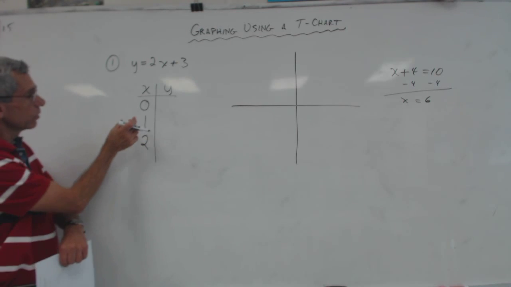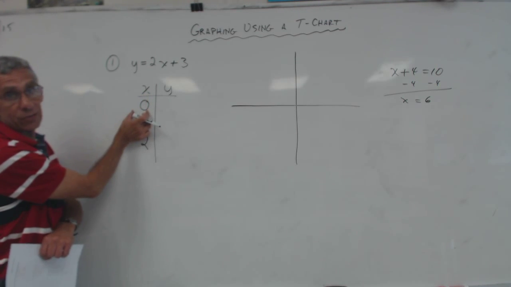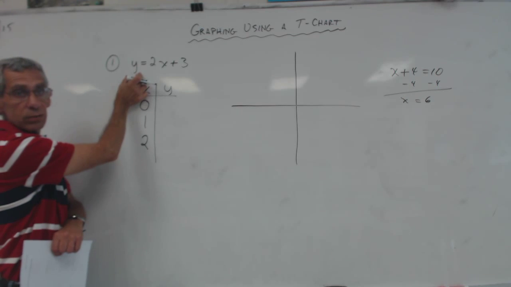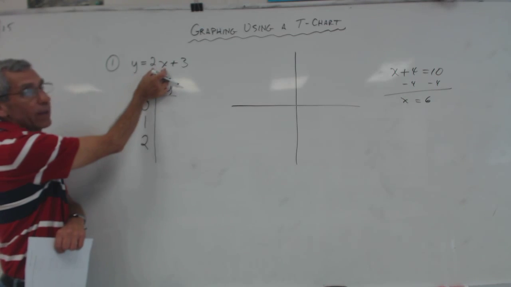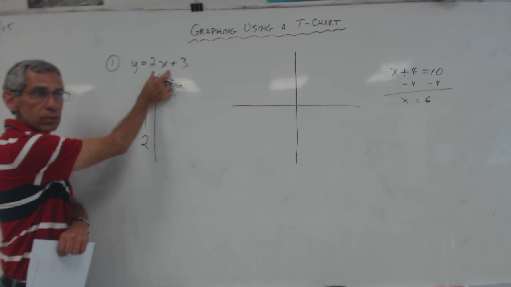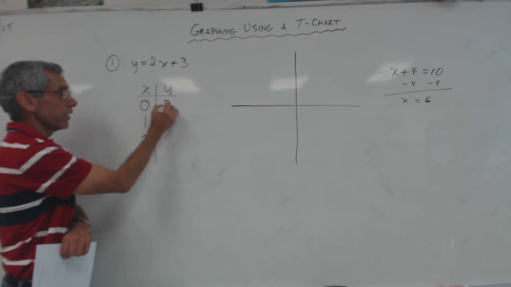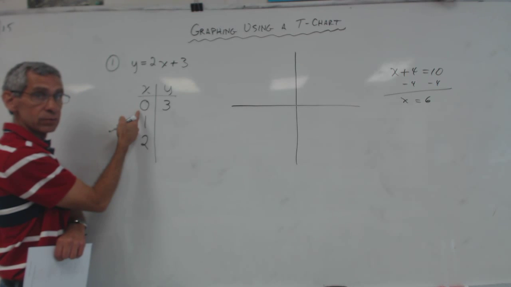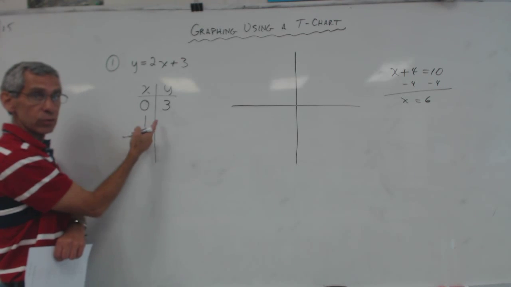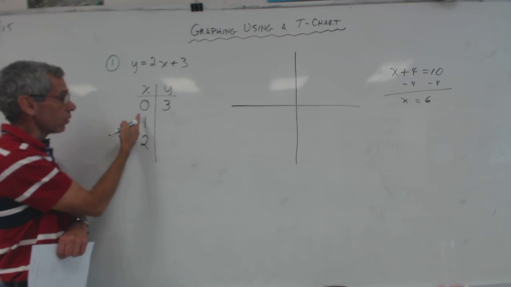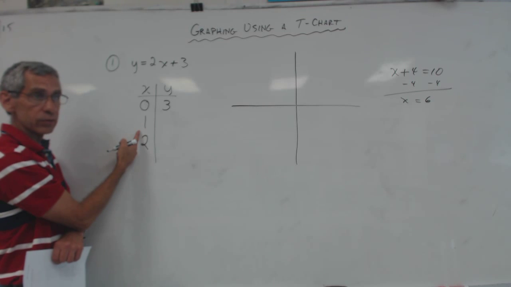And so now all I do is I say, if x is 0, what would y equal? Y equals 2 times 0. What's 2 times 0? 0. 0 plus 3 is 3. So I would just put y is 3 when x is 0. It's not 3 when x is 1. It's only 3 when x is 0.